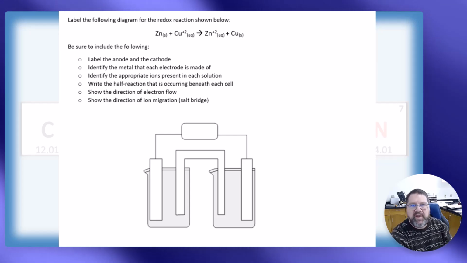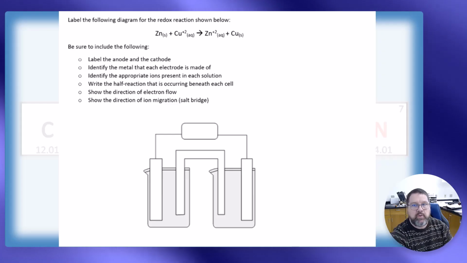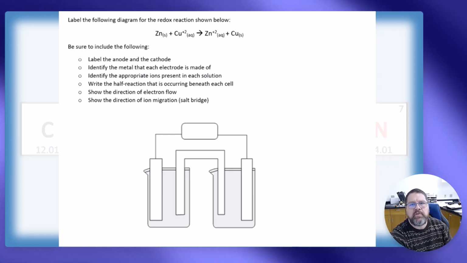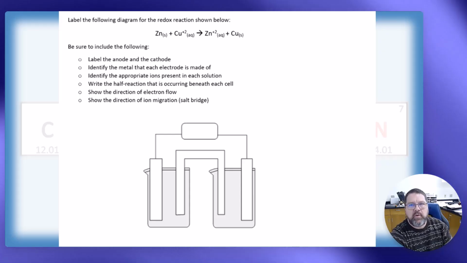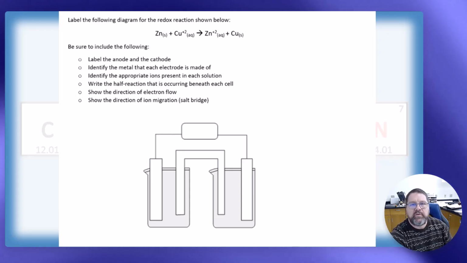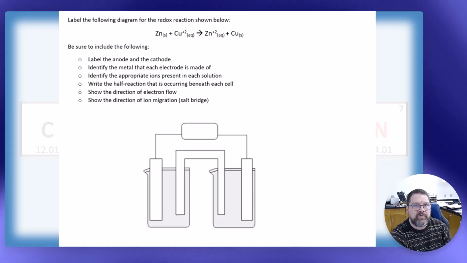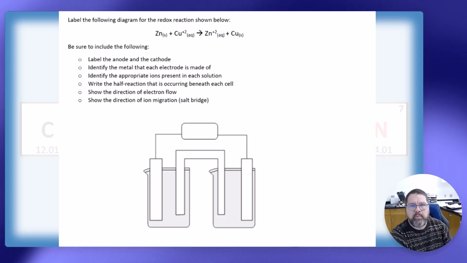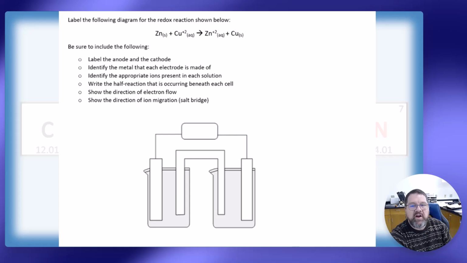to label the different electrodes, identify which metal is serving as which electrode, the ions present in solution, the half reactions for each compartment of the voltaic cell, and show which way the electrons are flowing and which way the ions are going. What you see at the bottom is kind of a template drawing. It doesn't necessarily have to be quite as sophisticated.